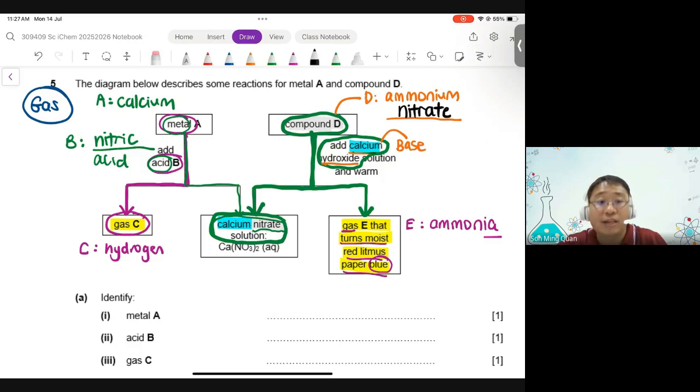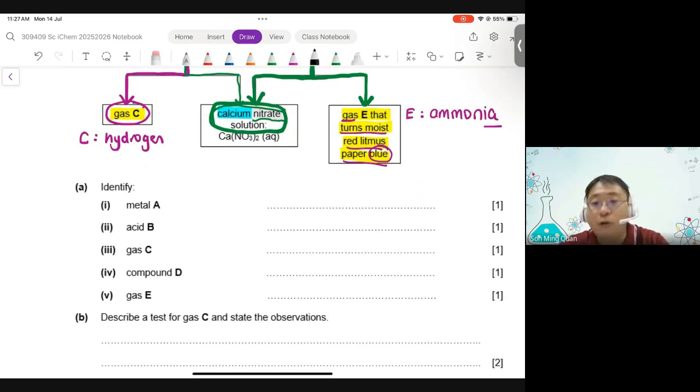Now, spend the rest of the lesson time to complete the rest of the questions from question 1 all the way to question 5, including the equations that you need or any follow-up questions that are in each question. All right, thank you very much.